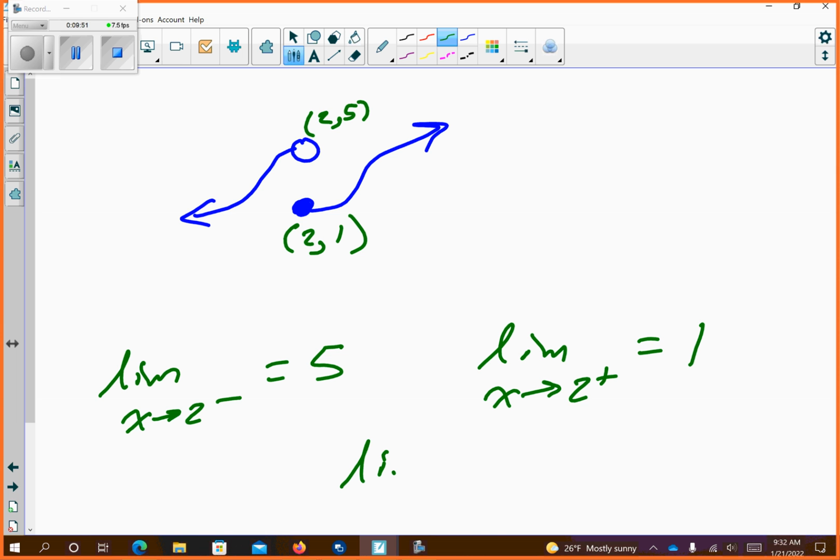But if it's stated like this, as the limit approaches 2, this means I'm coming from both sides. But because I come to two different locations, on each graph, this one here, the limit doesn't exist. So the limit can exist if you're definitely knowing you're coming from a side, but this one does not exist because it goes to two separate places, whether I come from the left or the right. Okay?